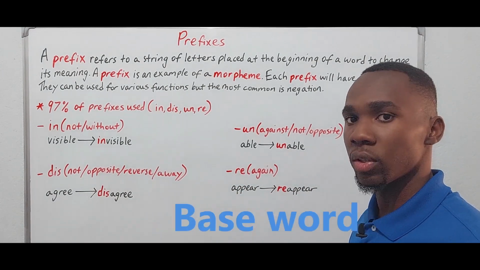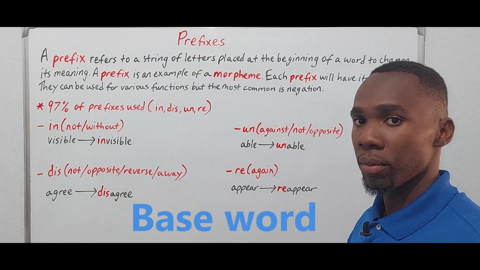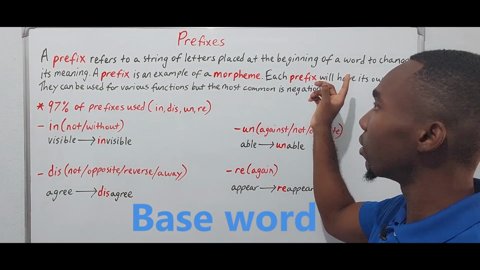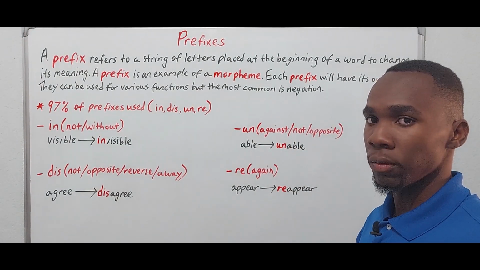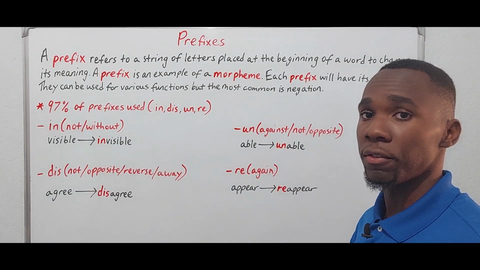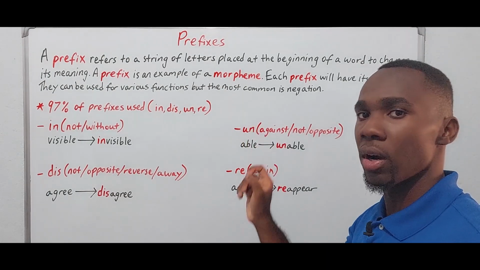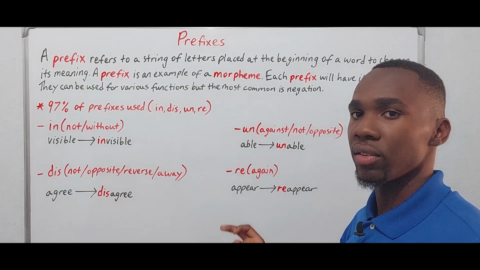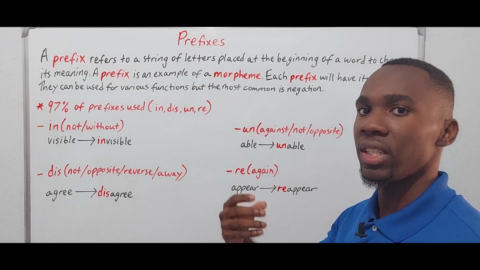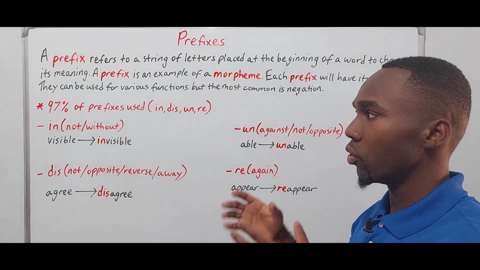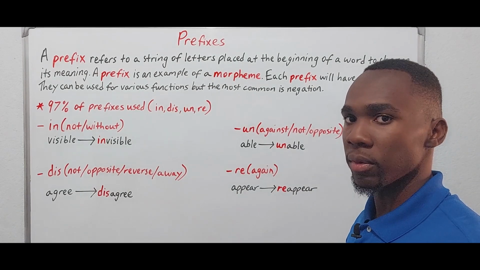We call that the base word, a word that cannot be broken down into smaller components. So when I say the beginning of a word, I mean the base word, the word that can stand on its own and cannot be broken down any further. But the prefix is a word part, a string of letters that you put before it to create a new word or change the meaning of the original word. So this is one of the processes by which new words are formed.